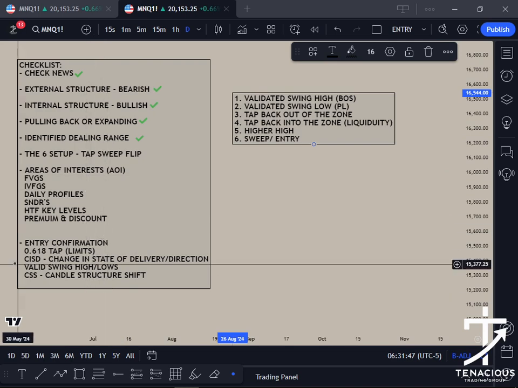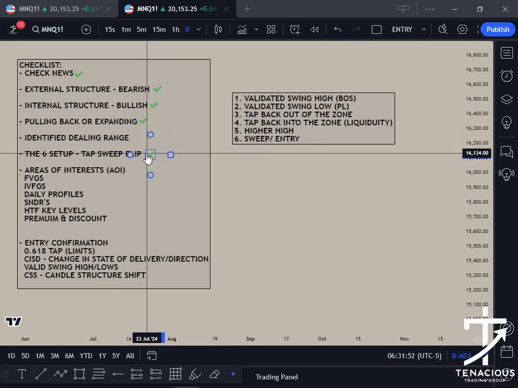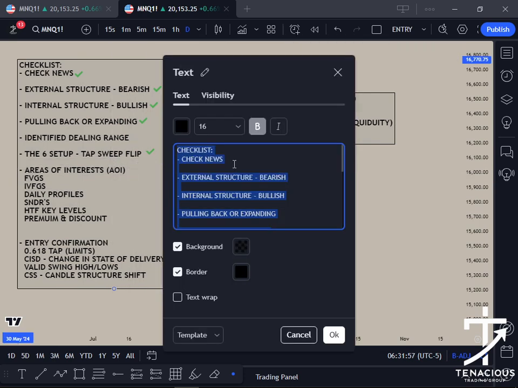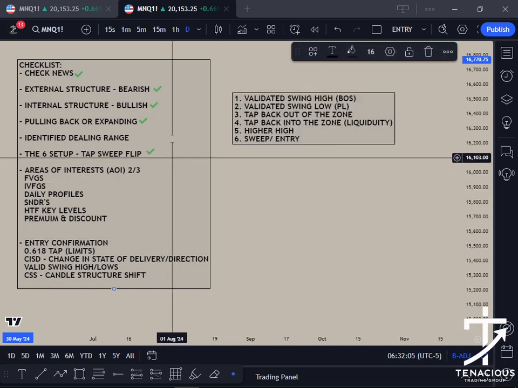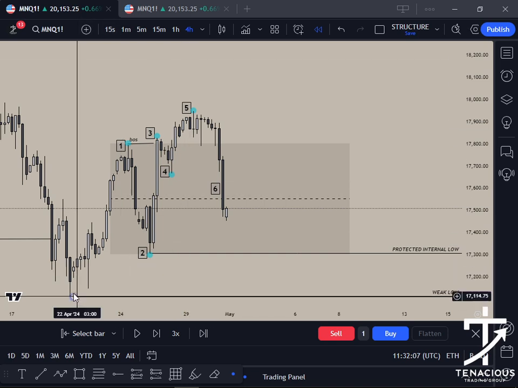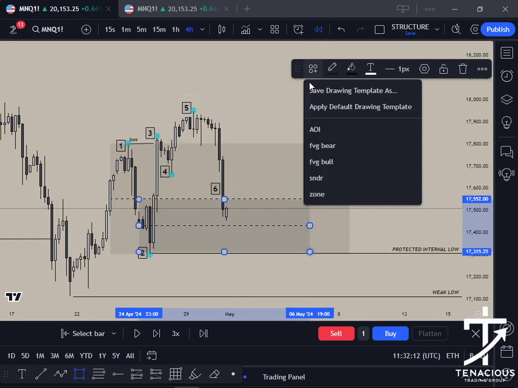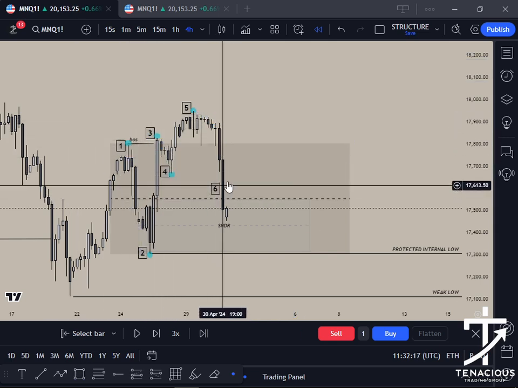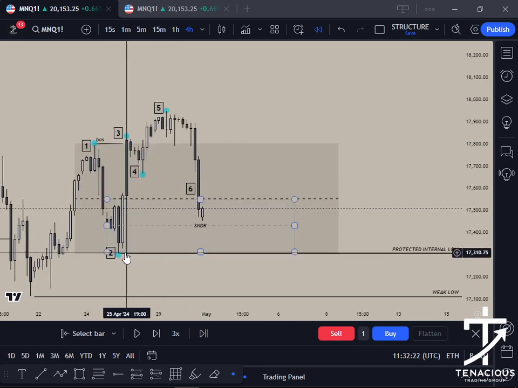So now we have identified our 6 setup. So now I'm looking for areas of interest. So normally I want at least 2 to 3 areas of interest for confirmation. So right now, what do we have? We have a lovely SNDR zone, and I know it doesn't look as clear, but a SNDR is literally just a supply and demand responsible. It's literally the down movement before we break structure.